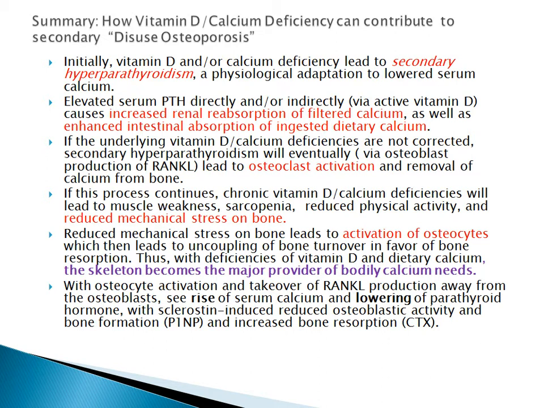Thus, with deficiencies of vitamin D and dietary calcium, the skeleton becomes the major provider of bodily calcium needs. With osteocyte activation and takeover of RANK ligand production away from the osteoblasts, you see a rise of serum calcium and a lowering of parathyroid hormone, with sclerostin-induced reduced osteoblastic activity and bone formation and increased bone resorption. So you'll see a reduction of P1NP and an increase of CTX.